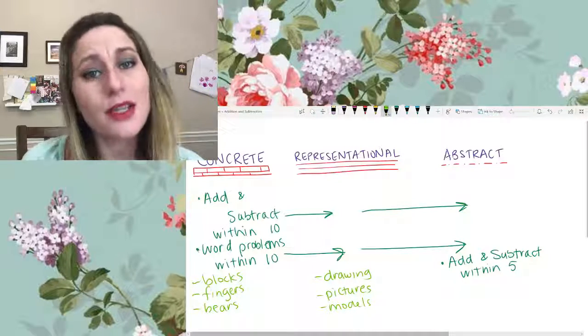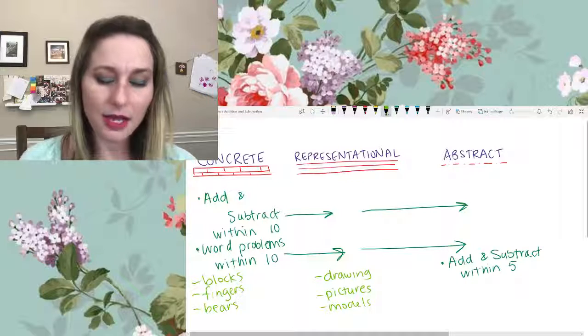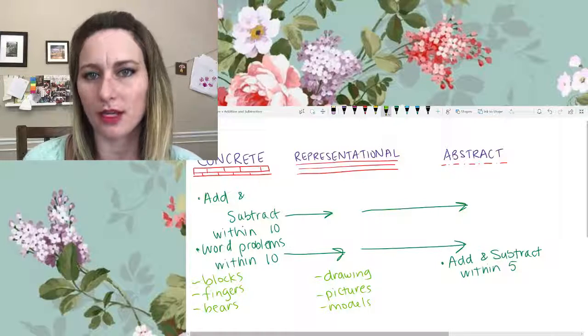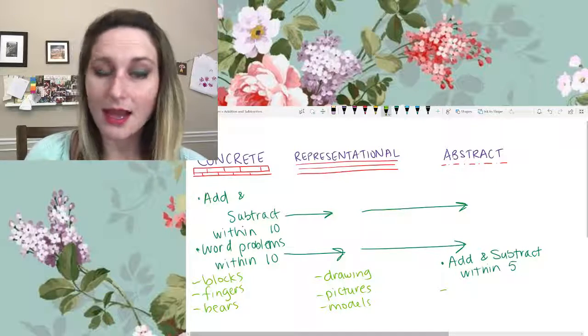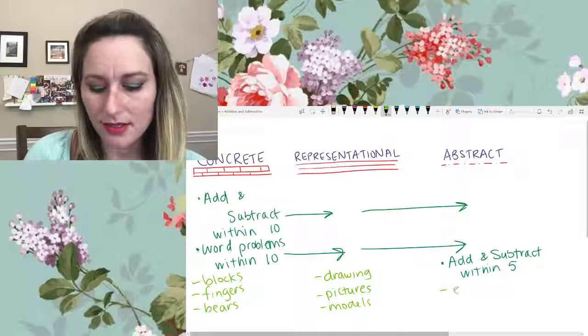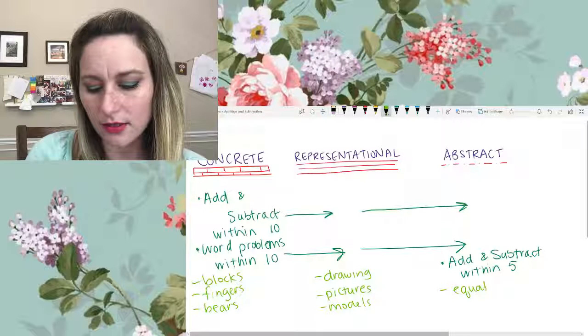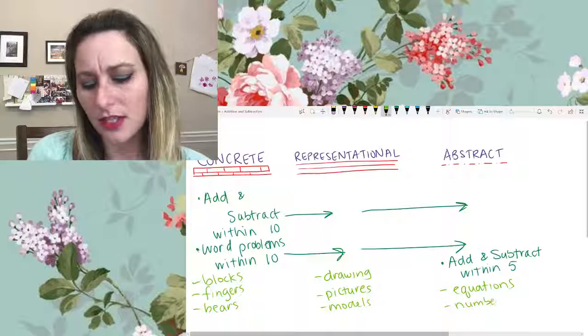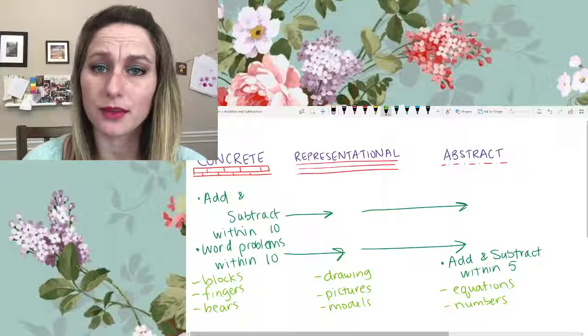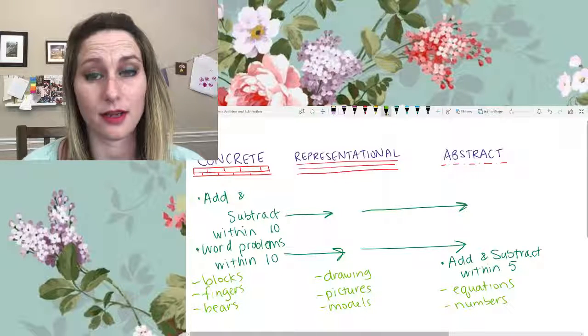Eventually, they won't need the concrete anymore, and they'll be able to just do the representation, but not until they're ready. And finally, that abstract understanding says that they can use equations and numbers. Let's not push students too quickly through this. They need that concrete understanding.